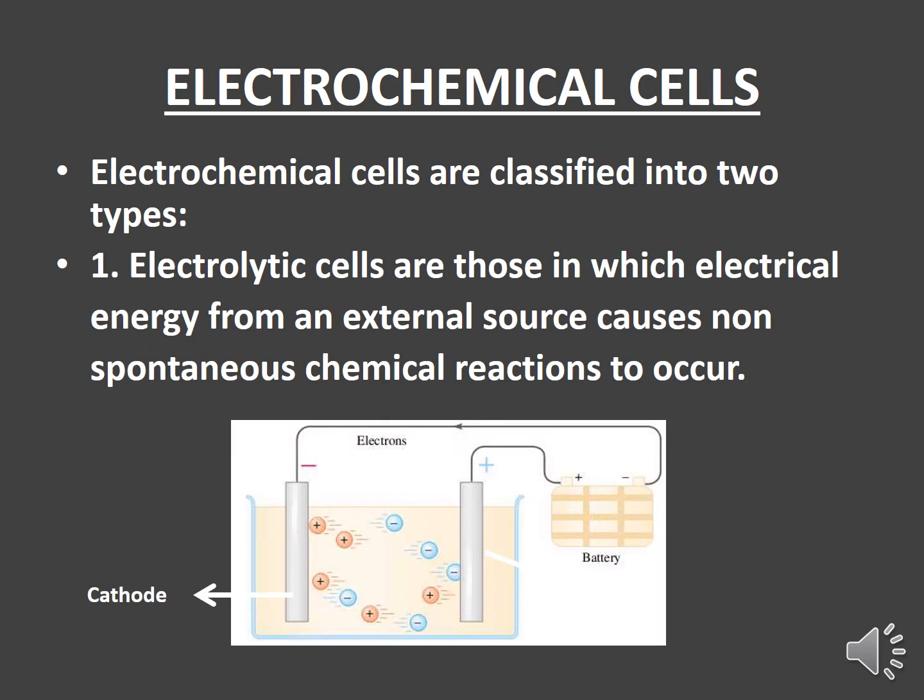Electrochemical cells are classified into two types. The first one is electrolytic cells. These are the cells in which electrical energy from an external source causes non-spontaneous chemical reactions to occur. Non-spontaneous reactions are those reactions which cannot take place by themselves, and we have to provide some external energy to start these types of reactions. So, in the case of electrolytic cells, we will provide electrical energy from some external source which will start a non-spontaneous chemical reaction.